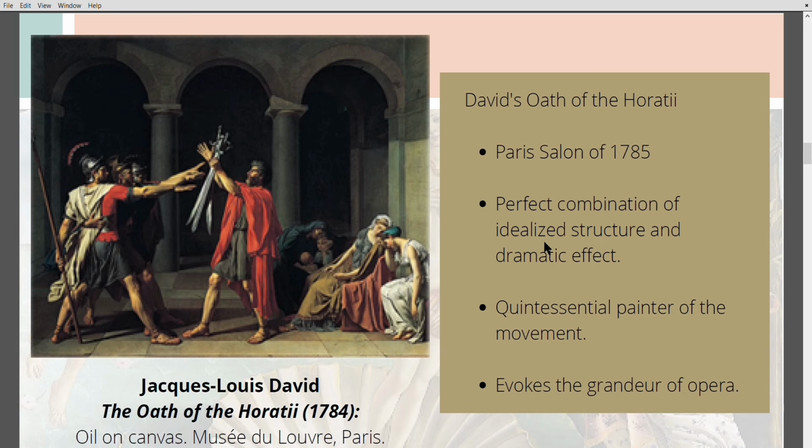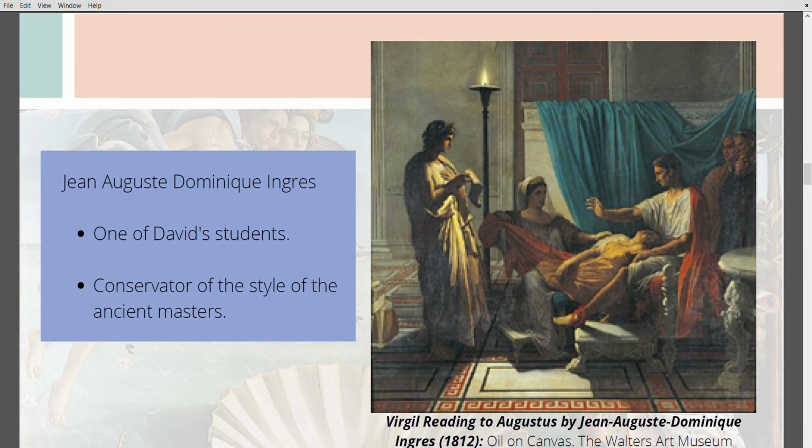In the Oath of the Horatii, the perspective is perpendicular to the picture plane. It is defined by a dark arcade behind several classic heroic figures. There is an element of theater, or staging, that evokes the grandeur of opera. Jean-Auguste Dominique Ingres was a neoclassical painter of history and portraiture. He was also one of David's students. Deeply devoted to classical techniques, Ingres is known to have believed himself to be a conservator of the style of the ancient masters, although he later painted subjects in the Romantic style.